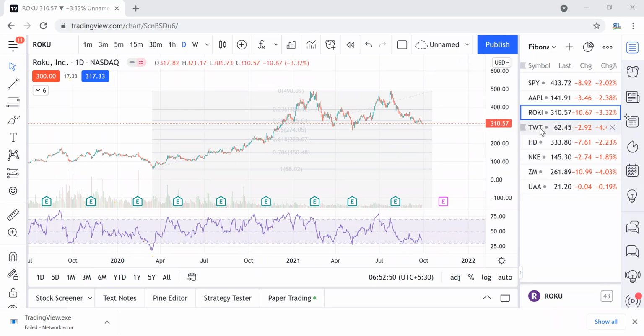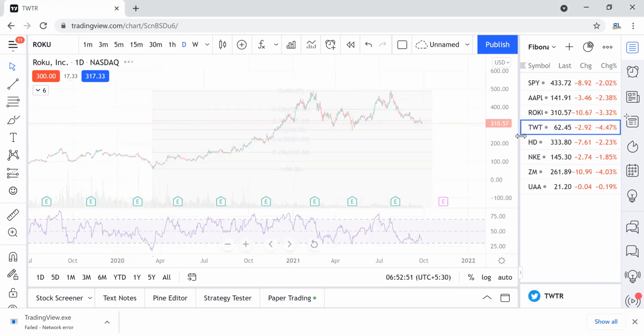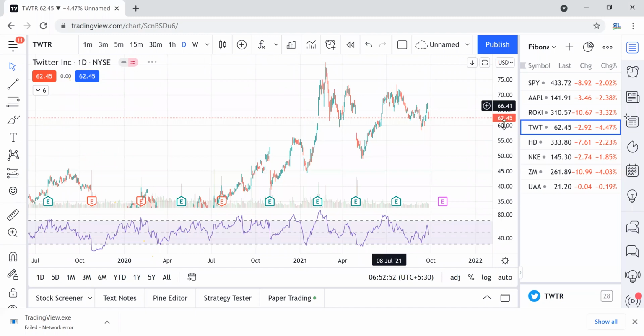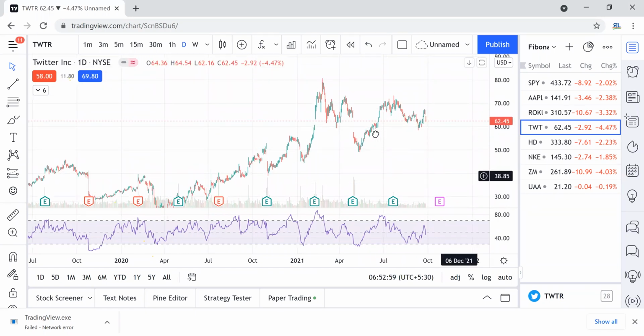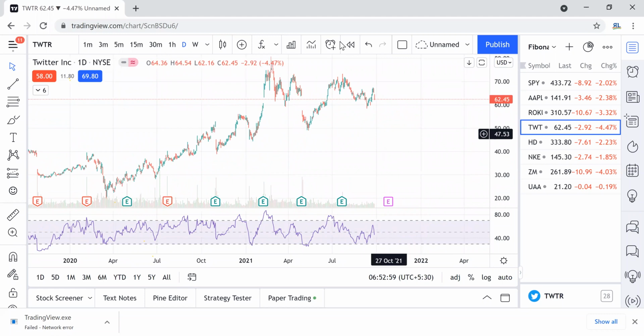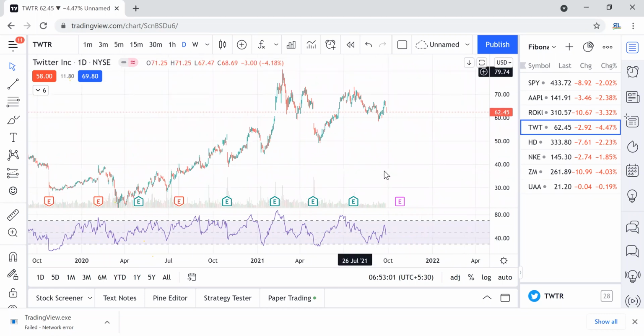Let's look at Twitter real quick. Does anybody want to take over and annotate and tell me where the Twitter fibs should be drawn out? I'll take a volunteer. Do you think? I don't know. I'm not sure. I don't use Apple products, so I have no idea. Honestly, I don't know anything about Apple.